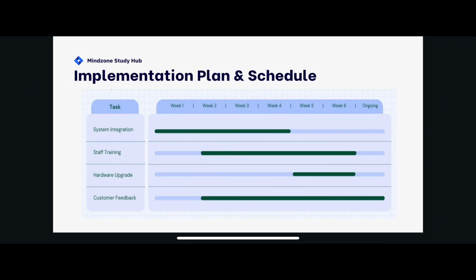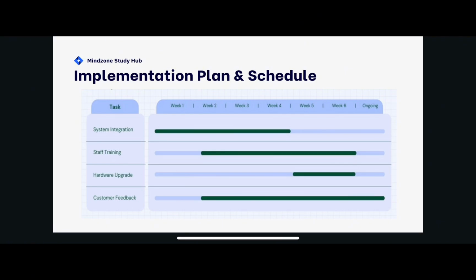And this is the system integration, staff training, hardware upgrade, and customer feedback. Now, in their current MIS, they actually already have a customer feedback process, but we still included this here mainly to integrate it on the second week of the full project integration. So this means that it is something they really need to encourage their customers to do for continuous improvement.